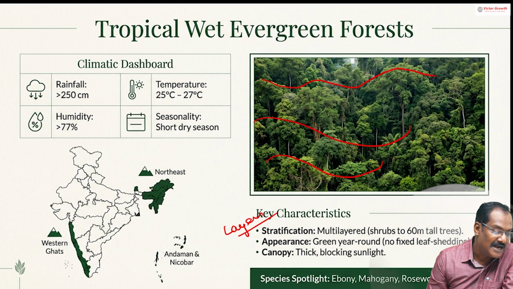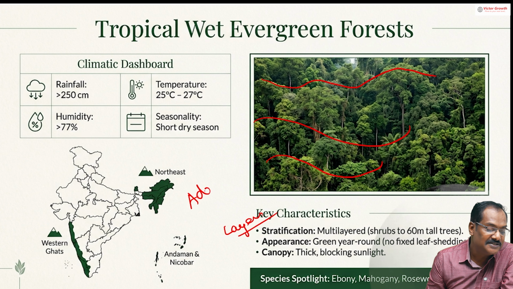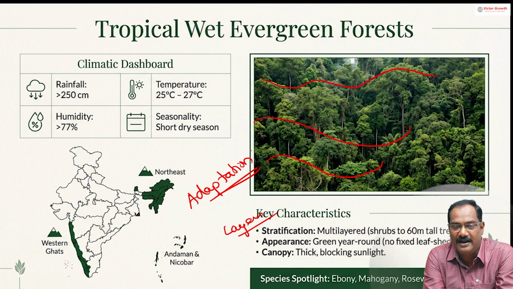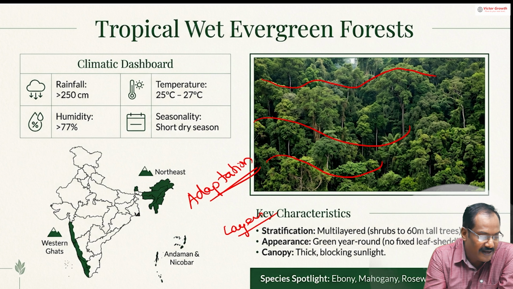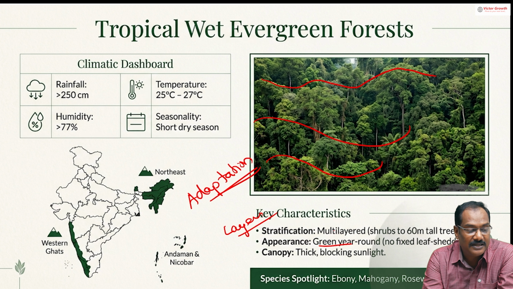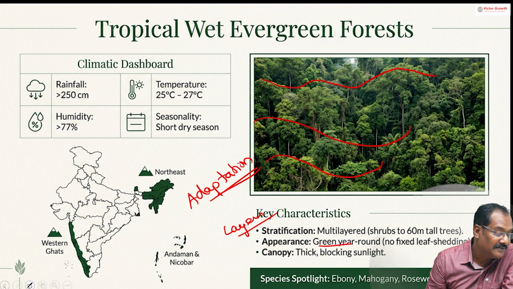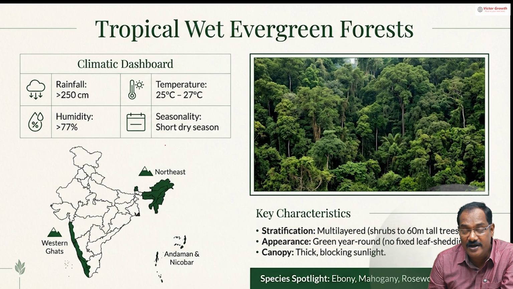Please write down, that is an adaptation technique. Otherwise, they will not survive. Okay, adaptation technique to survive in that environment. There's a competition for sunlight. That is why they grow higher and higher. Okay, they are green throughout the year. Okay, and they have thick canopy. Please write down, they have a thick canopy, and they have broad leaves.